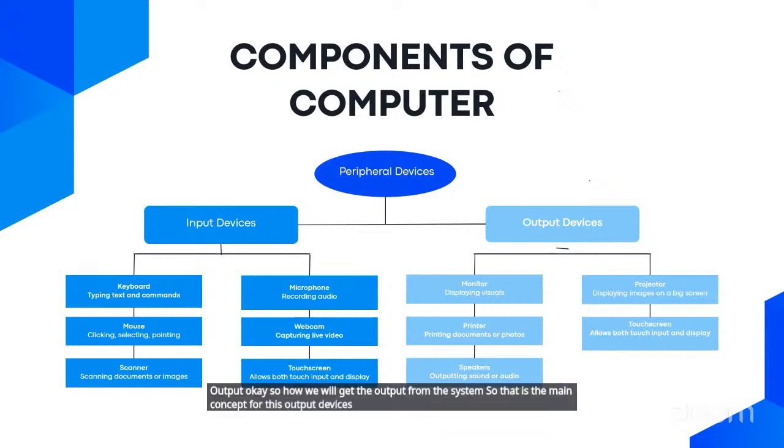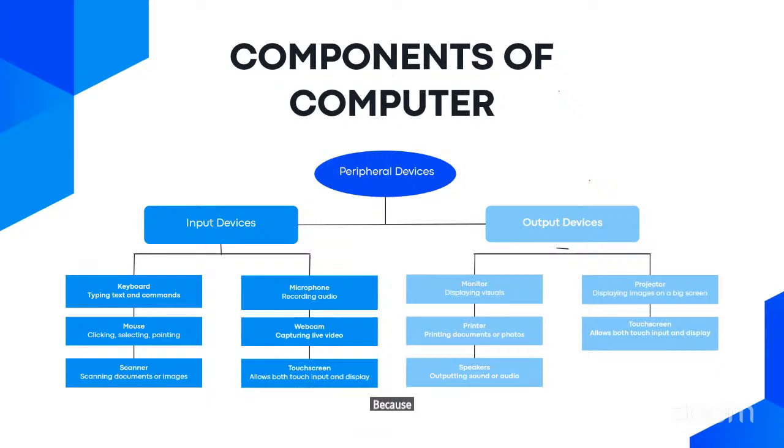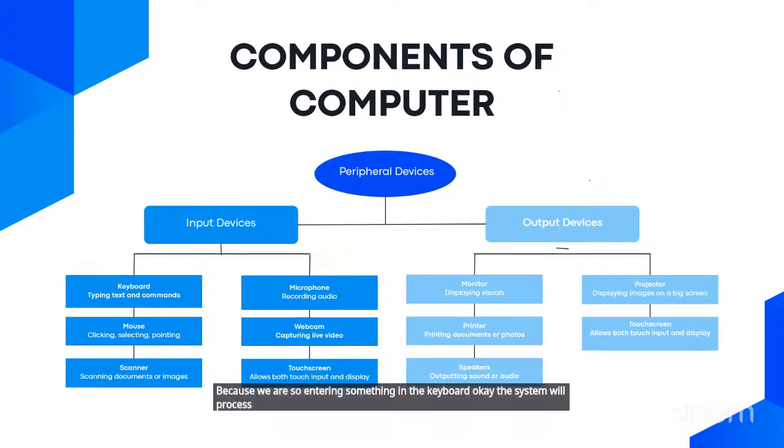So the system will give the information or the output details through the monitor, because we are entering something in the keyboard. Okay. The system will process and show, like we can see the output. Okay. So the monitor is an output device. We can see what the system is showing.